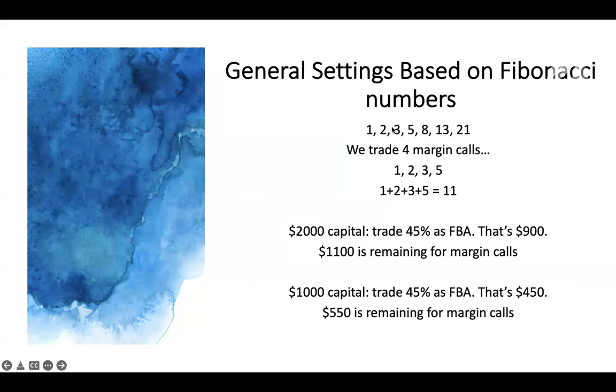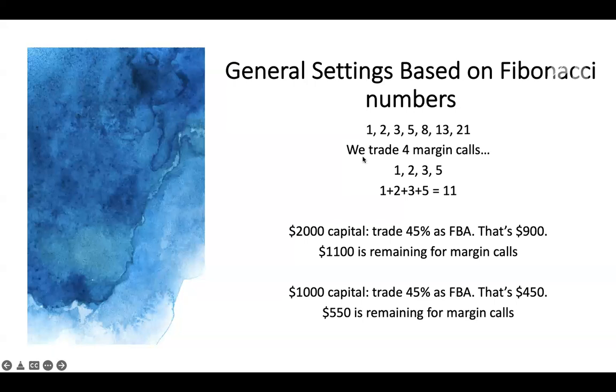So 3 is equivalent to 2 plus 1, right? And 5 is equivalent to 3 plus 2. And 8 is equivalent to 5 plus 3. And 13 is equivalent to 8 plus 5. 21 is equivalent to 13 plus 8. So the next number is based on the summation of the two previous numbers.